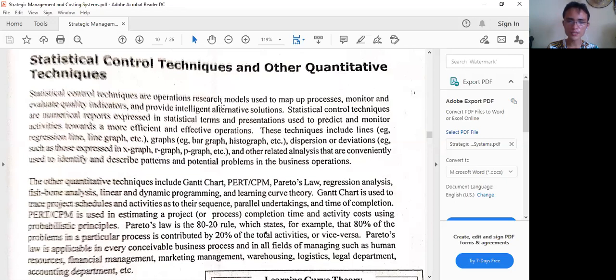So these operations research models are used to map out processes, monitor and evaluate quality indicators, or when you say indicators, then let's say the red flags, or we can say the reminders about quality, and provide intelligent alternative solutions afterwards. So let's see. Examples would be lines like the regression line and the line graphs.